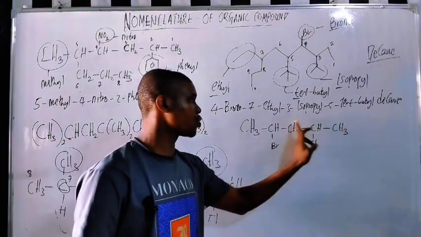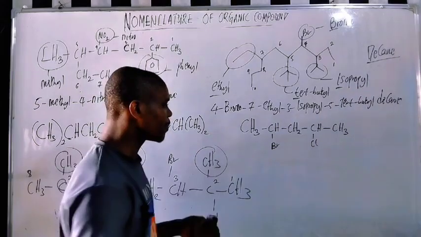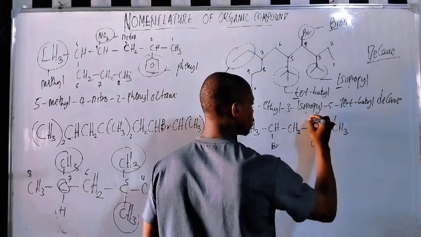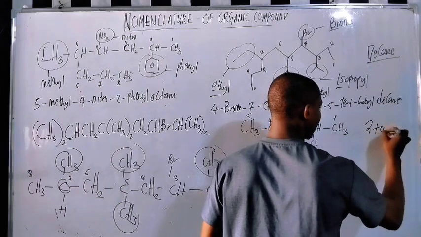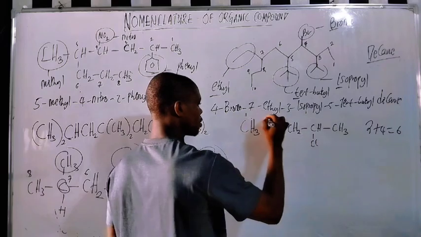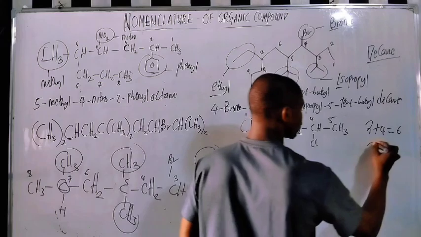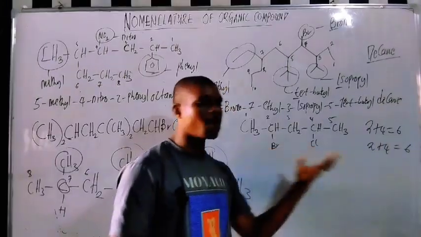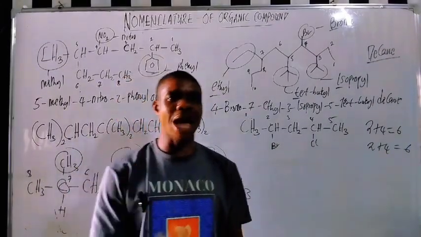Here we have 1, 2, 3, 4, 5. Now, if you check very well, if you start from both sides, for example, if you start from here, 1, 2, 3, 4, 5, the substituents are at 2 and 4, right? 2 plus 4 equals 6. Now, if you start from the other end, 1, 2, 3, 4, 5, 2 plus 4 is 6. So the numbering from both sides gave me 6 and 6. So the question will now be, where are we starting our numbering from?